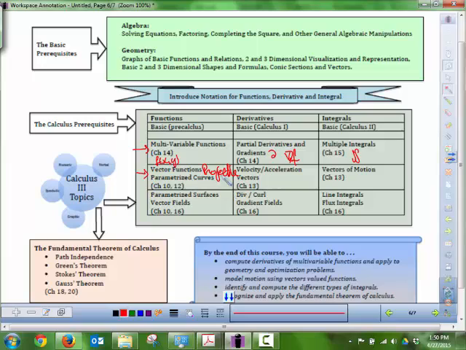Oh, I'm sorry. When I say vector functions here, I guess the projectile should have been down here. So I might have had the, oh no, I had it right. Okay.